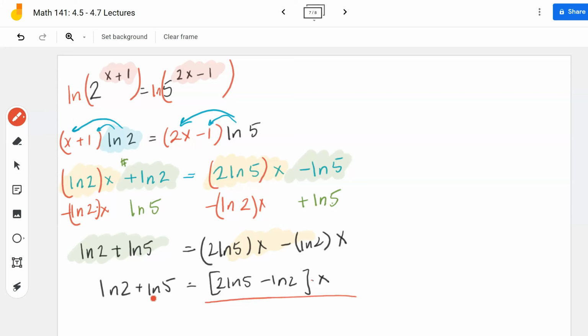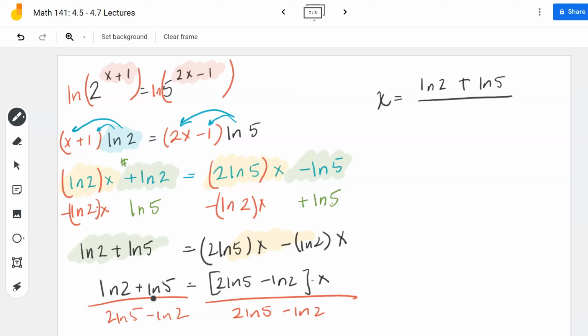We can just divide out this gnarly logarithmic expression, 2 ln of 5 minus the ln of 2. So here is our exact answer for what x is. x is equal to the ln of 2 plus the ln of 5. Technically, it didn't have to be ln's, it could have been natural logs, whatever. Divided by the quantity 2 ln of 5 minus the ln of 2. So this is going to be some gross approximation.